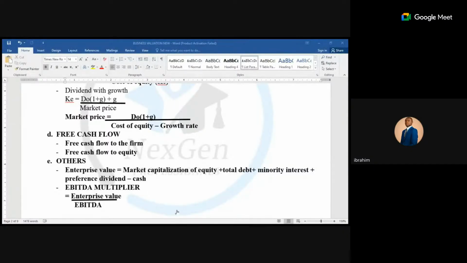Now, which of even these methods? We have the discounted cash flow. Your syllabus did not cover free cash flow, but it covers discounted cash flow.